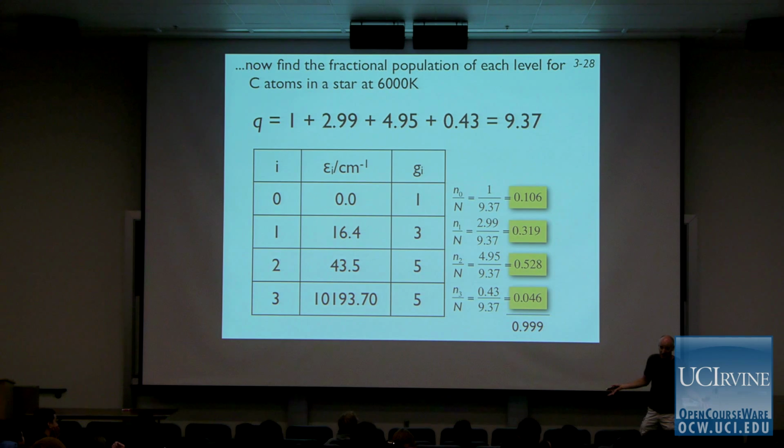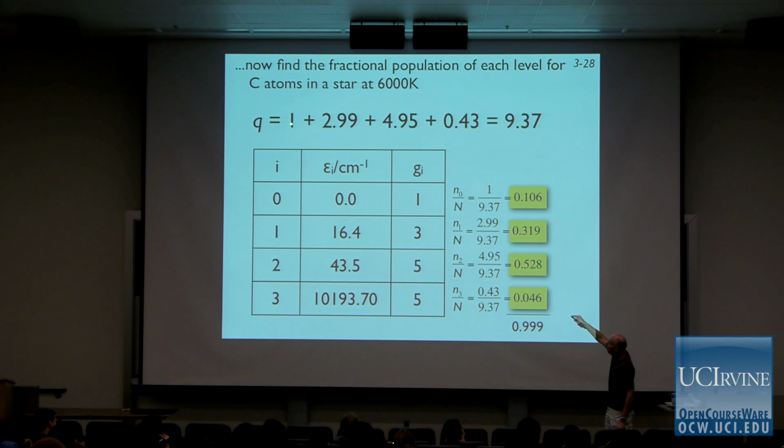That's not what we were asked, by the way. We weren't asked to calculate the partition function. We were asked to calculate the relative populations of each one of those levels. So we want to evaluate this. This is the number of atoms in the ground state divided by the total number of atoms. That's the relative population right there.